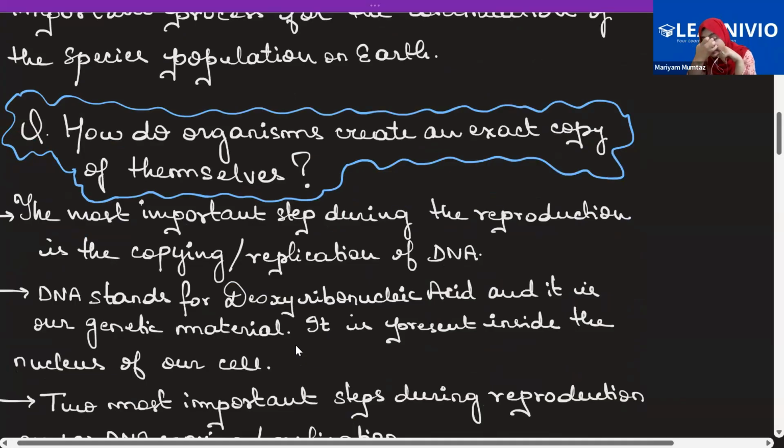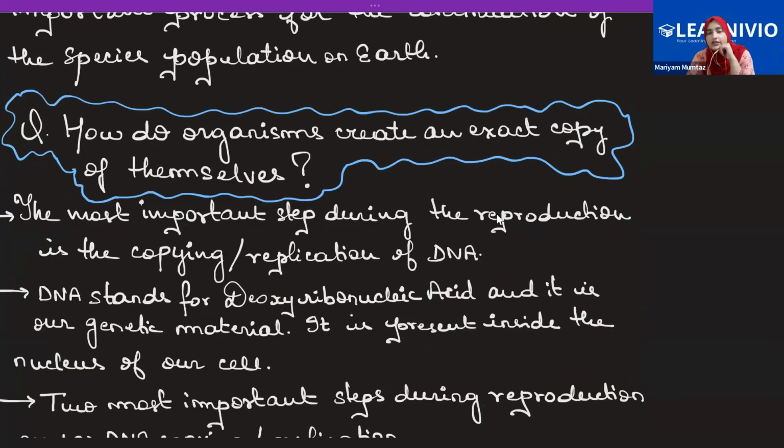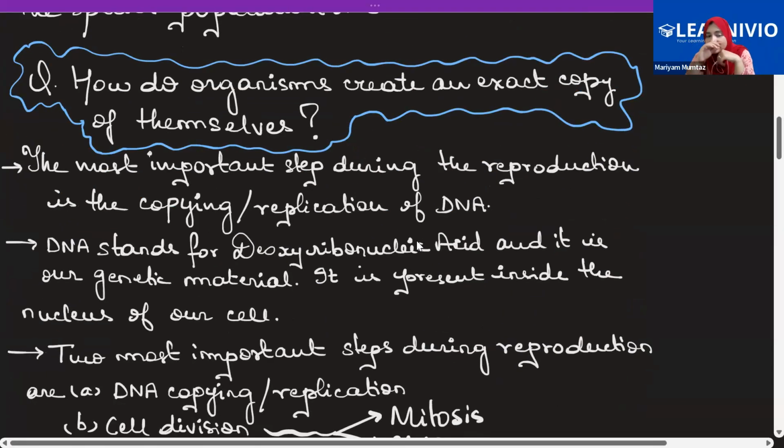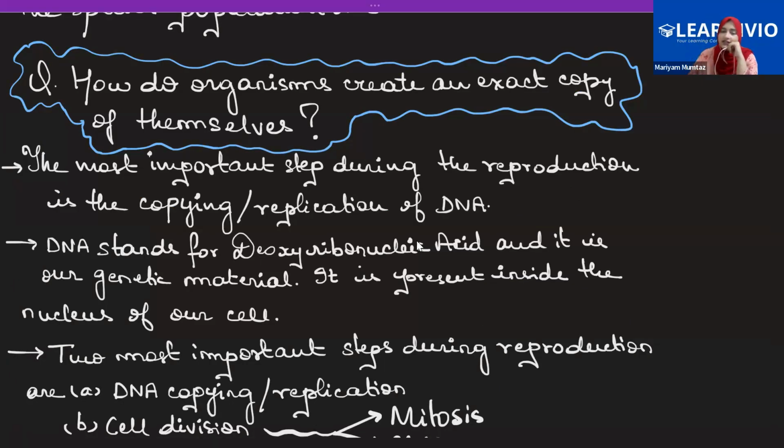Now, how do organisms create an exact copy of themselves? Basically, during reproduction, an organism duplicates its entire machinery. If they have DNA, they duplicate their DNA so that they can send the copy into their offspring. What is the full form of DNA? It is deoxyribonucleic acid. Everyone should know this. Why is it so important? It is our genetic material. And where is it present? It is present inside the nucleus of the cell in eukaryotes.